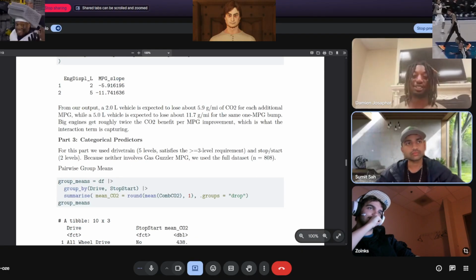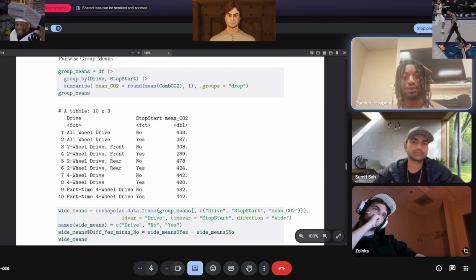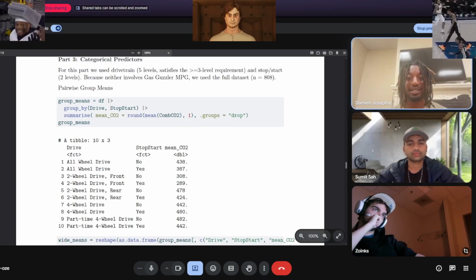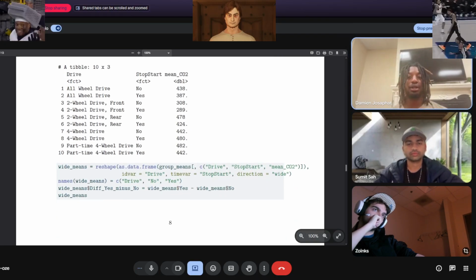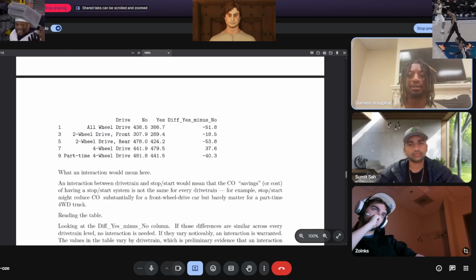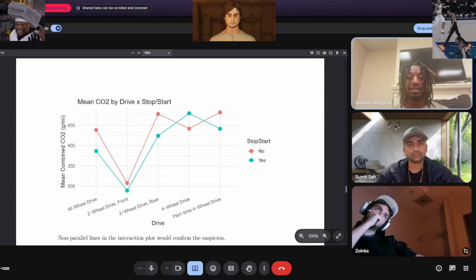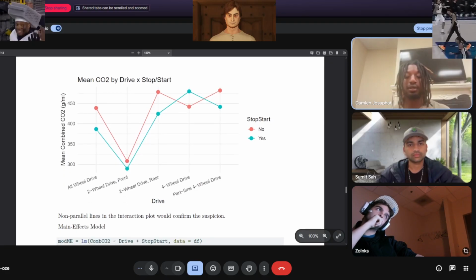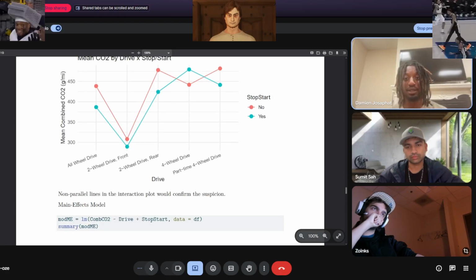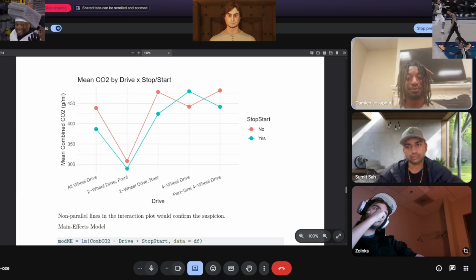All right, to finish it off, for part three, we use drivetrain and stop-start as our categorical predictors on the full 808 vehicle dataset. Now, the group means showed that the stop-start saving wasn't consistent across drivetrains, but most had lower CO2 with stop-start. However, the four-wheel drive group actually went the opposite way. So we suspected an interaction from the start.